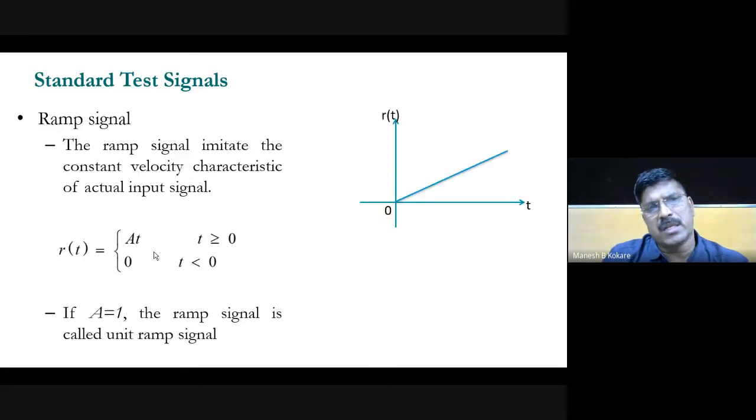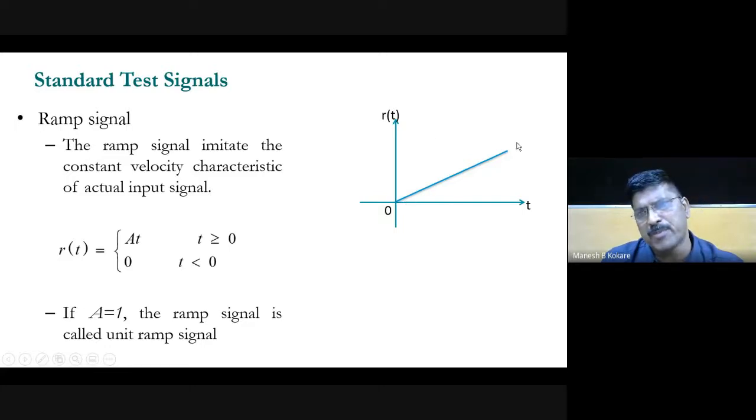Then the next signal is called the ramp signal. Now, as I said, we have to test our systems for different inputs, like a sudden jerk or sudden shock. So the impulse input will represent that. Then for sudden change, the step signal will represent that. The next one is the constant velocity, right? So the constant velocity is represented by the ramp signal.